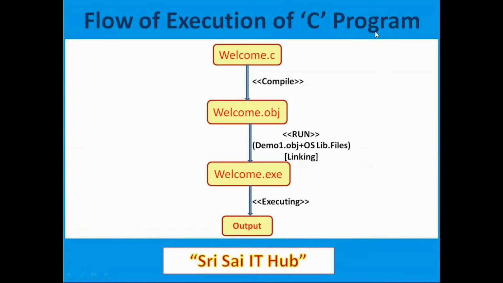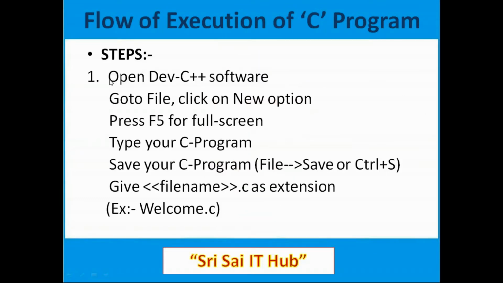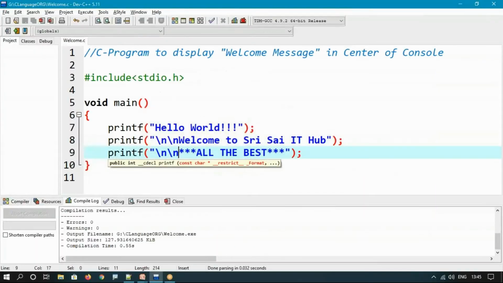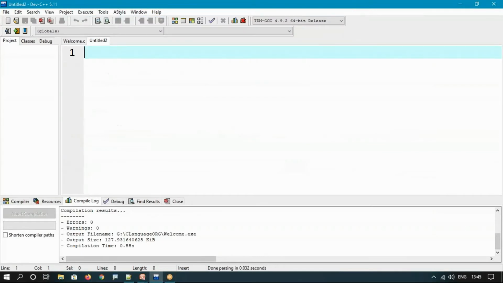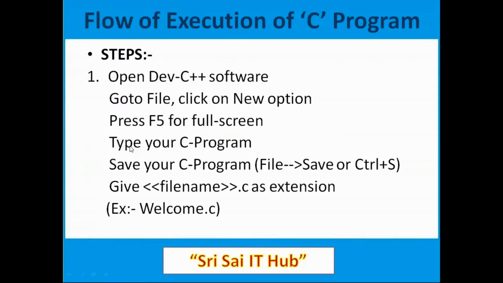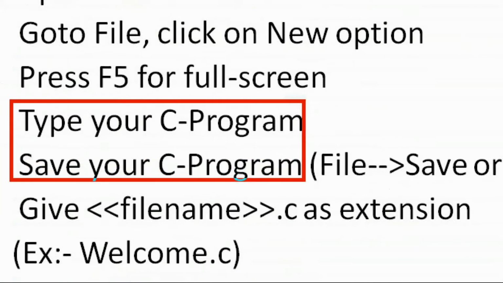We'll try to understand all these things in different steps. The first step goes like this. First we have to open the Dev C++ software. Click on the File menu and say New, then New source file. We'll get a new page. In this new page, we have to type the program and we have to save the program.